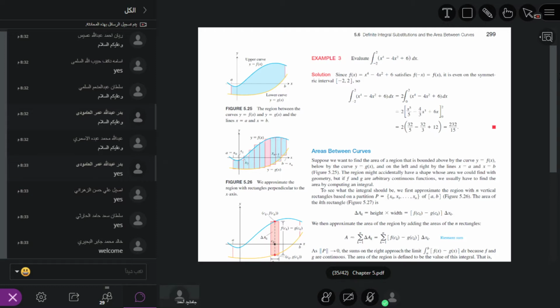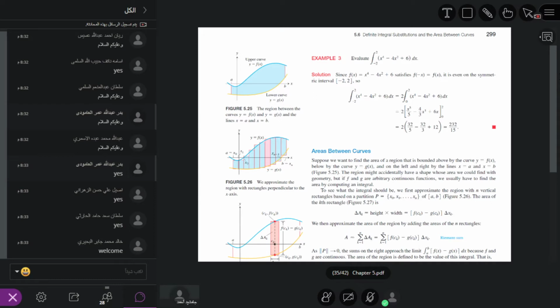We will take the values from the interval and put them in the functions, and we will compare which function has greater values.